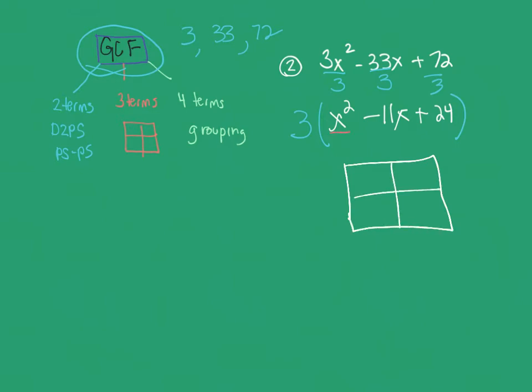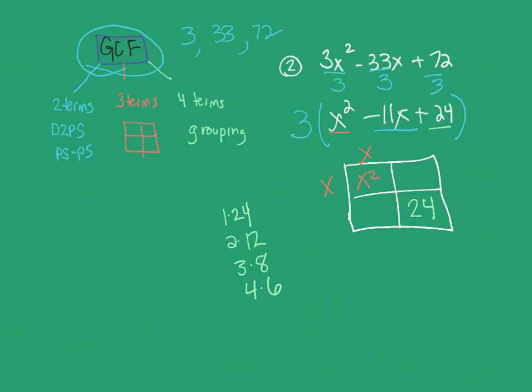And here's my x squared, x times x. Here's my positive 24. And then I'm going to look at the factors of 24: 1 and 24, 2 and 12, 3 and 8, 4 and 6. I need to select factors of 24 that are going to be able to make a negative 11.